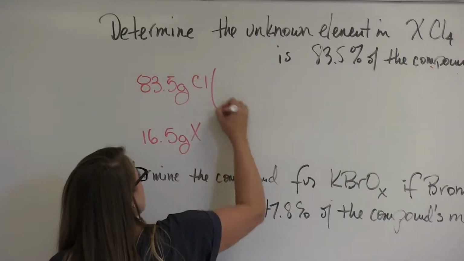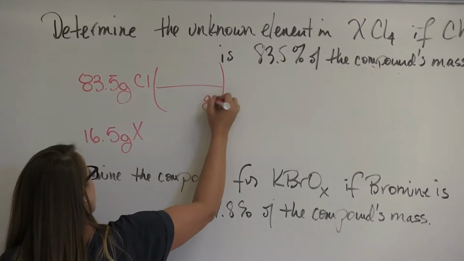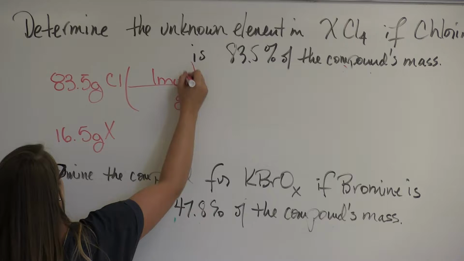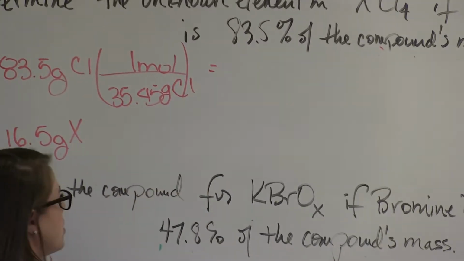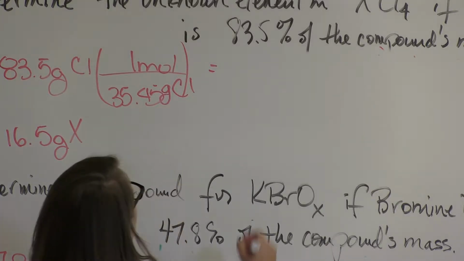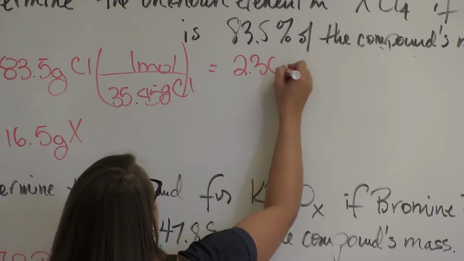So if we convert this to moles, grams of chlorine is going to go on the bottom. We're going to go to 1 mole. This is 35.45. Okay, if you type that into your calculator, you're going to get that the moles of chlorine is 2.36.